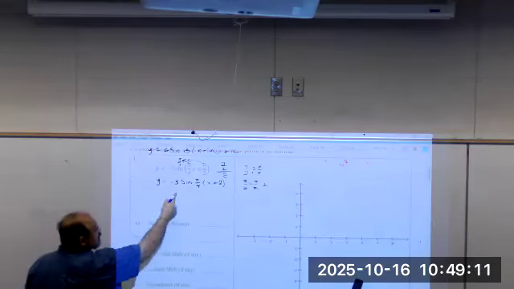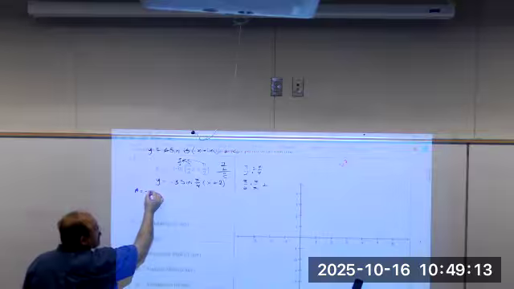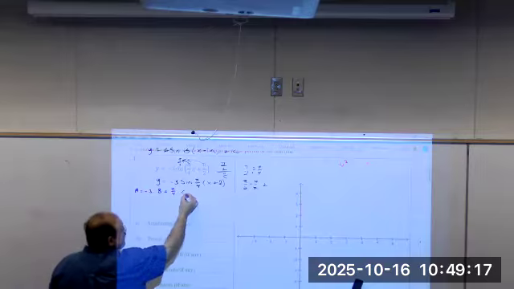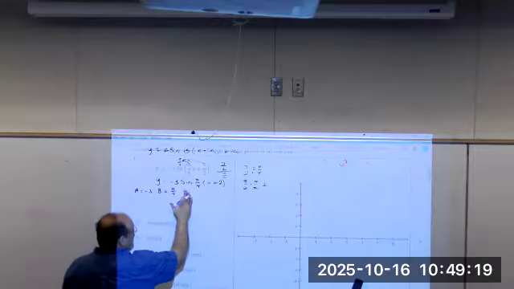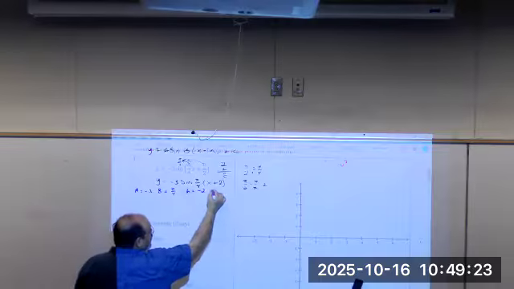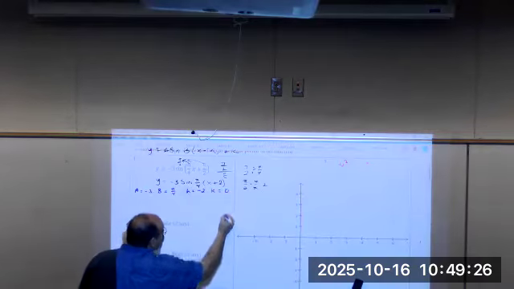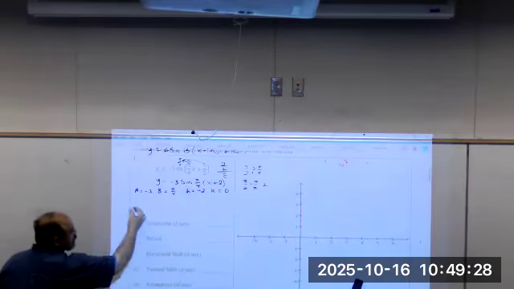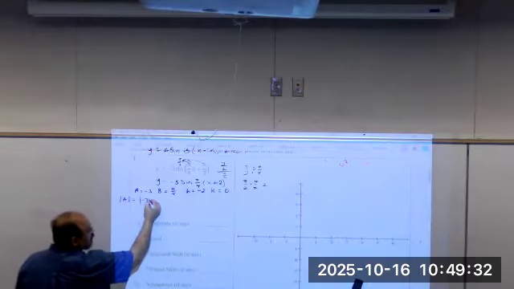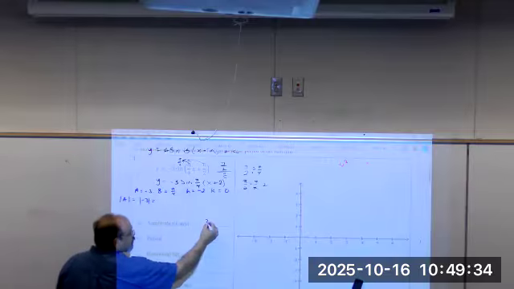So now the list is: A is -3, B is pi over 4, H is what? -2, and K is 0. Amplitude is the absolute value of A. So the absolute value of -3, the amplitude is +3.